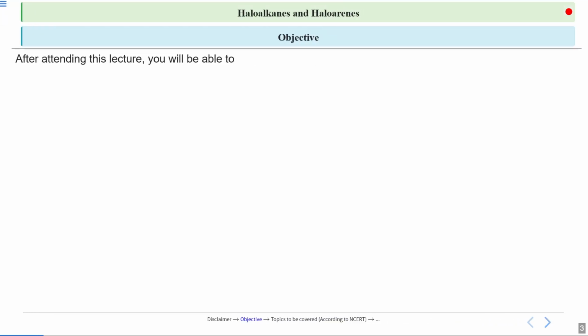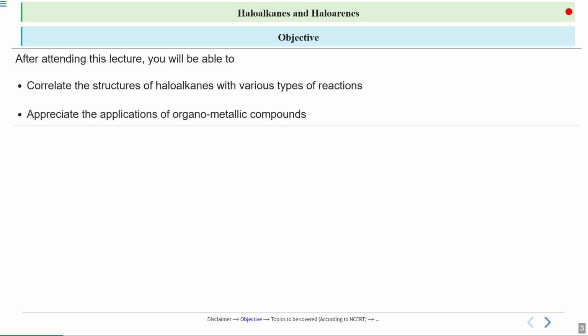The objective of today's lecture: after attending this lecture, you will be able to correlate the structures of haloalkanes with the various types of reactions. Also, you will be able to appreciate the applications of organometallic compounds. So we will continue on these topics today.